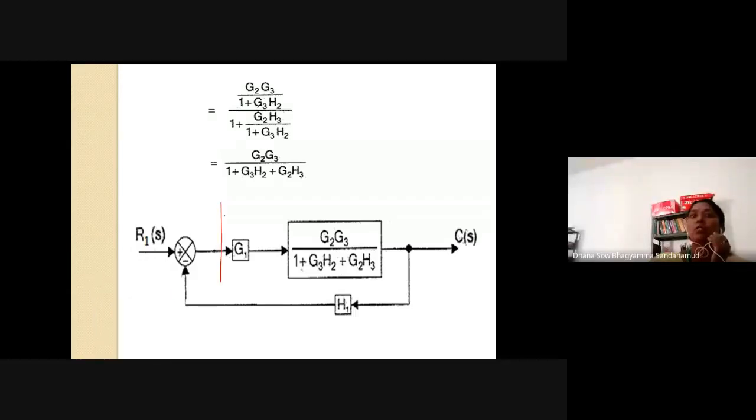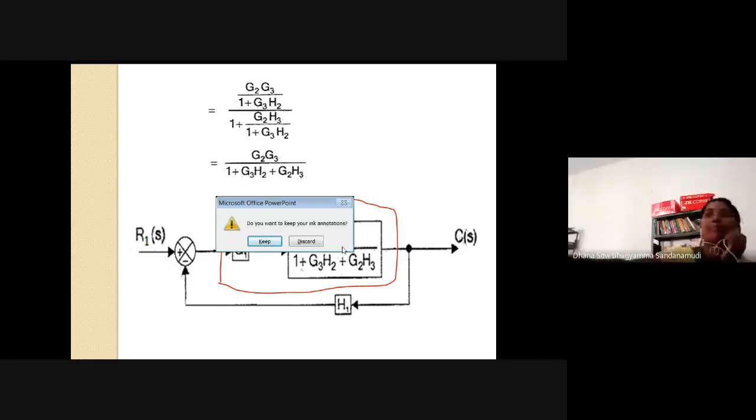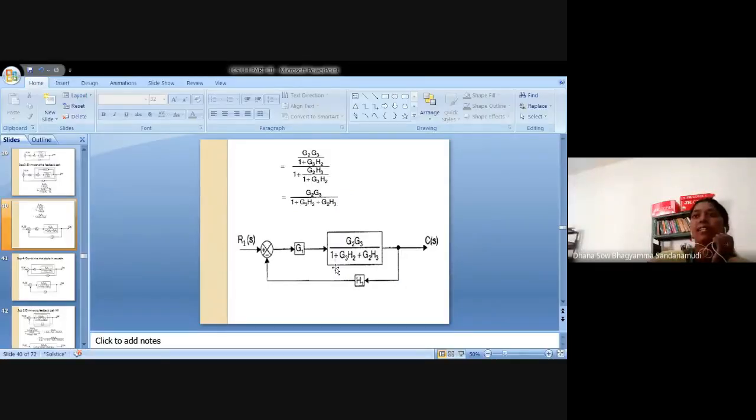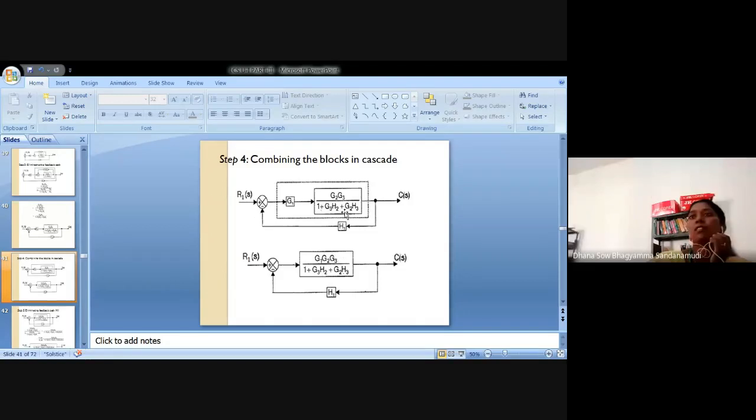Okay. So these two are to be combined in the next step. In the next step, you have to combine these two because those two are in cascade. After that, you will get a single block here. And after that, you can see this H1 is the feedback element, negative feedback element here. So you have to eliminate the feedback path. Let me see what I have done in the next slide. Okay. So combining the cascade blocks I have done.